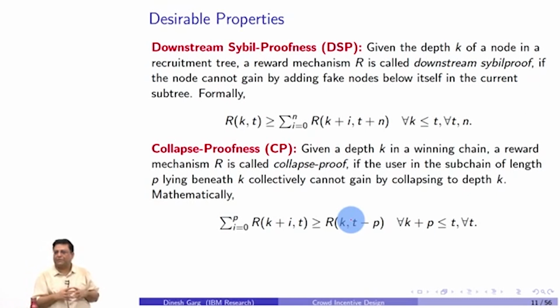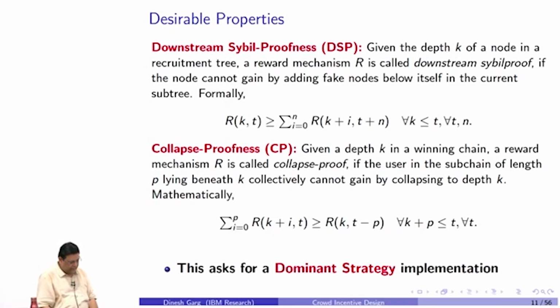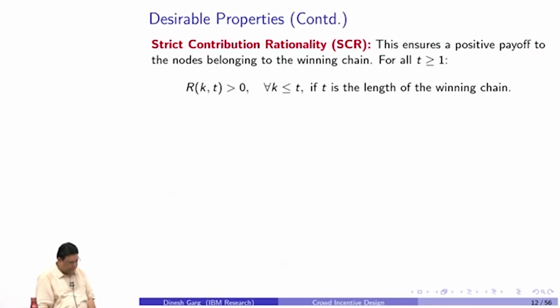So the question now becomes, does there exist any function R which satisfies this property? So we will see that something is possible, something is not possible, okay? Before that, we'll come to this dominant strategy later. So there is something called strict contribution rationality.